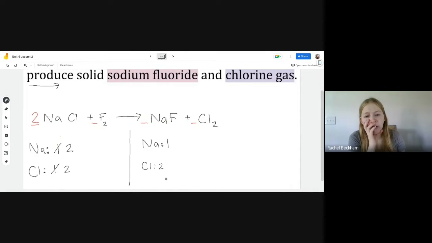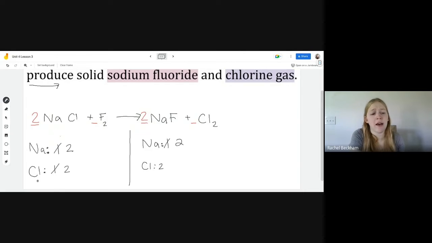Now my Cls are balanced, right? But my sodiums are now off kilter. I have 2 Nas over here and only 1 over here. So I can also put a 2 right here, and that 2 will again multiply to everything within this compound, not after the plus sign. So now, when you multiply that 2 out, I've got 2 Nas right here, okay? So my Nas are good.